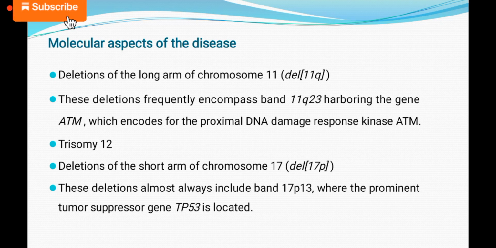So when the long arm of chromosome number 11 is lost, what happens? It is taking out a very important band 11q23, which harbors a gene known as ATM, and this ATM gene is actually encoding for an enzyme, the proximal DNA damage response kinase ATM. So when such an important enzyme is missing and its gene is lost, it contributes in the development of chronic lymphoid leukemia.